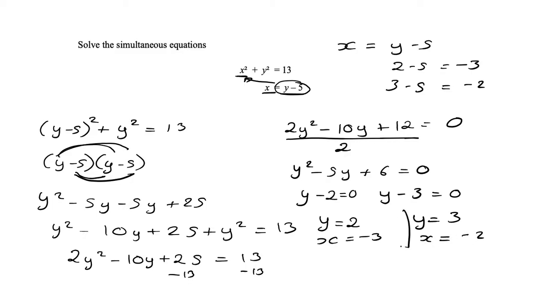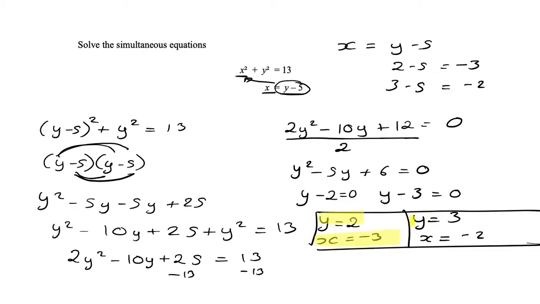So these are the two possibilities of your simultaneous equations. So y is 2, x is minus 3, or y is 3 and x is minus 2. So that's our first question done. This would be worth 5 marks in an exam.